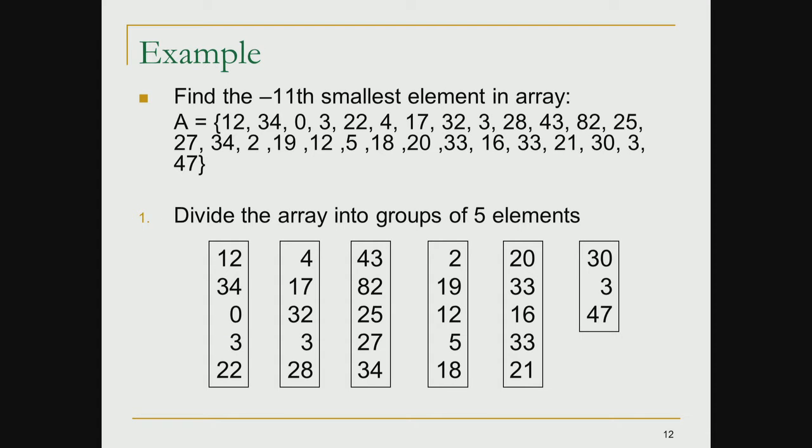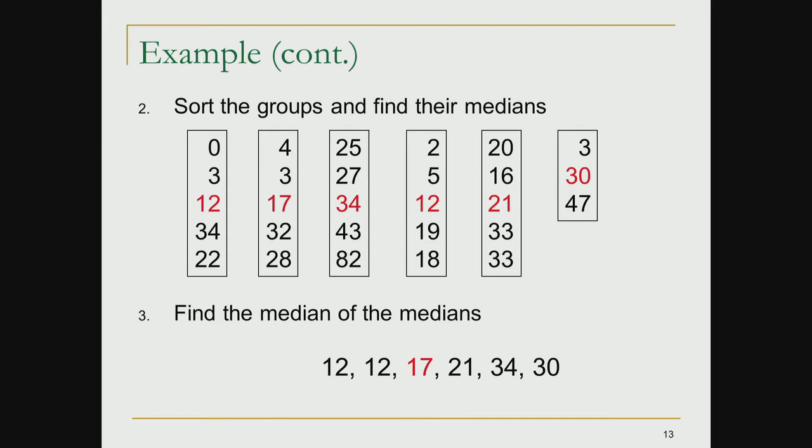Let us run through an example of this algorithm. In the given array of 28 elements, we want to find the 11th ranked element. In the first step, we divide the array into 5 groups of 5 elements each, which counts for 25 elements, and one group, the last group, of 3 elements. We sort the groups and then find the median element in the 6 groups, and the median elements are marked in red.